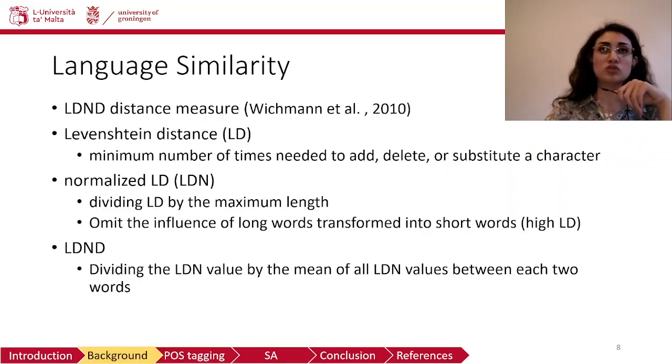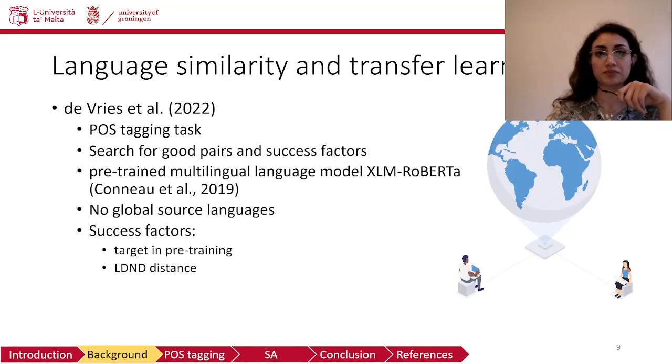About the background, I want to talk about the LDND distance measure, which is the language similarity metric that we use in this work and is based on Levenshtein distance. Also, the main motivating paper of this work is the work of de Vries et al. They use the LDND distance measure as the language similarity metric, and they do an extensive study to find the optimal pairs of languages and find out whether there are success factors in this case. And they use XLM-RoBERTa for their experiments.